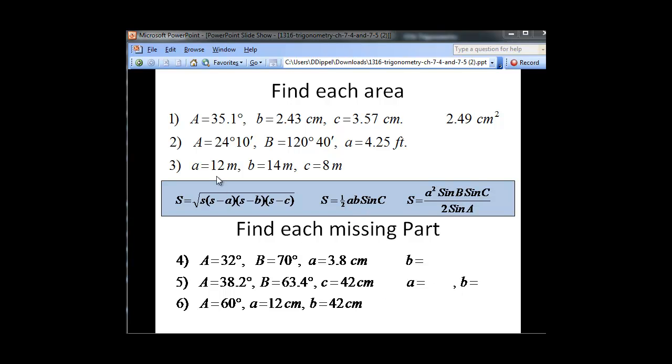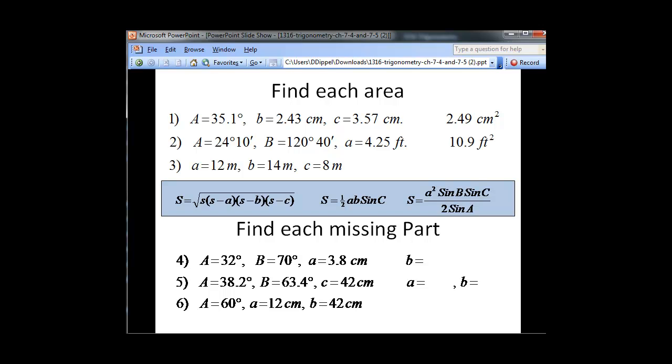Okay, the second one, I would convert the 120 degrees 40 minutes to degrees. Find the third angle, because you have three angles this time. So we're using this second one on the page we did earlier, the one with three angles in it. And so you'll take A squared, your side squared, sine of the B angle, sine of the C angle, that's the one that you have to figure out, divided by 2 sine of the A angle. And when you do that, you should get 10.9.